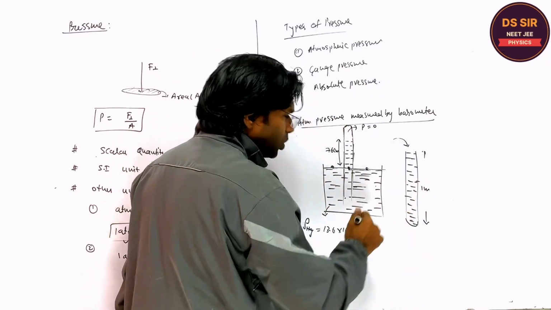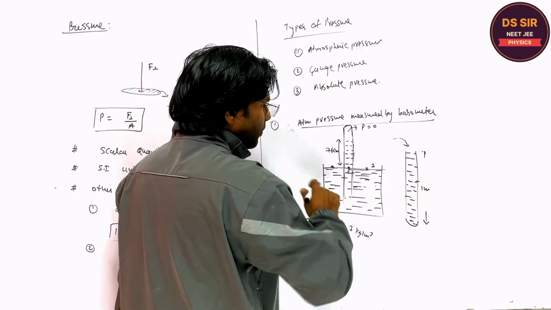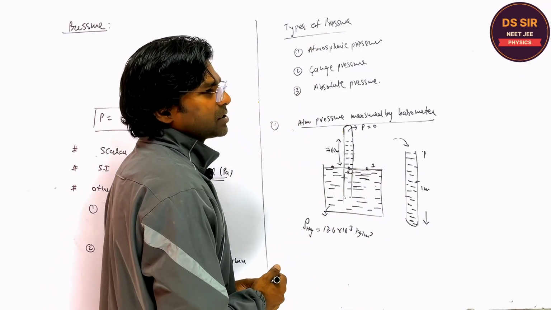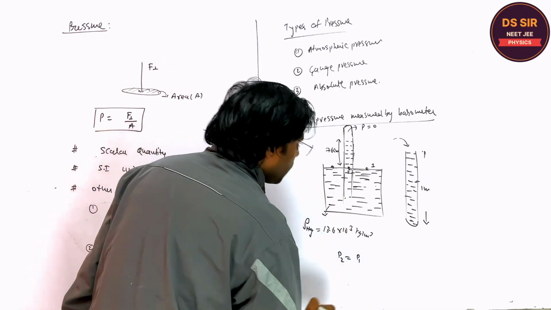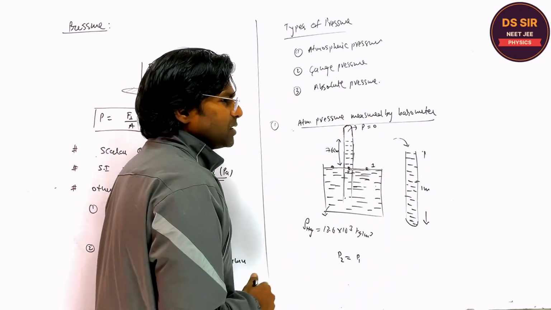So at the same horizontal level, this is point 1, this is point P, point 2. Because at the same height, the same horizontal level, the pressure must be the same, right? So the point 2 pressure must be equal to the point 1 pressure, right? I will discuss this also. How are these pressures equal?